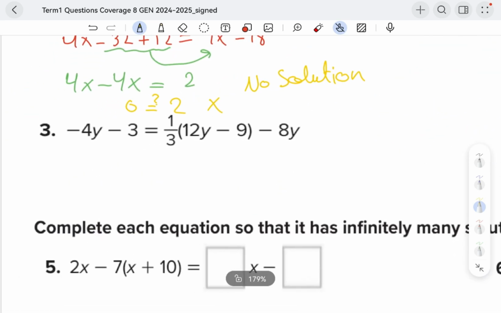Let's go for question number 3. First, we're going to distribute: negative 4y minus 3 equals 1/3 of the 12. 12 divided by 3 is 4y. 9 divided by 3 is 3. Negative 3 minus 8y. Move the variable to one side of the equation and the constant to the other side.